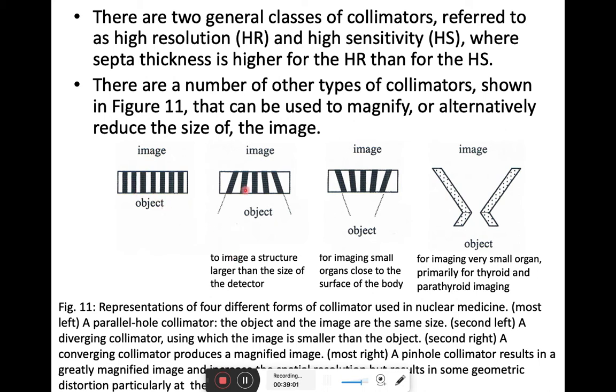So this is an example. We have the object here and the image. This is when we want to image a structure larger than the size of the detector, so this is the type of collimator that we are going to use. This one is to image small organs close to the surface of the body. And this is another collimator example that is used to image a very small organ, for example thyroid or parathyroid imaging. So very focusing.